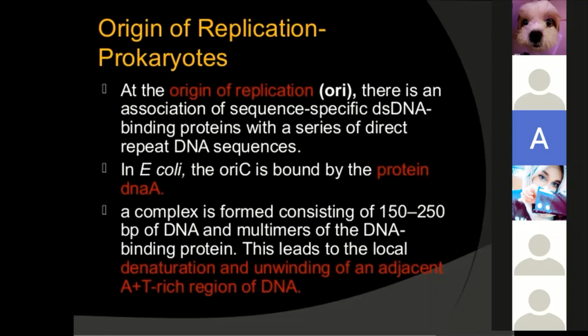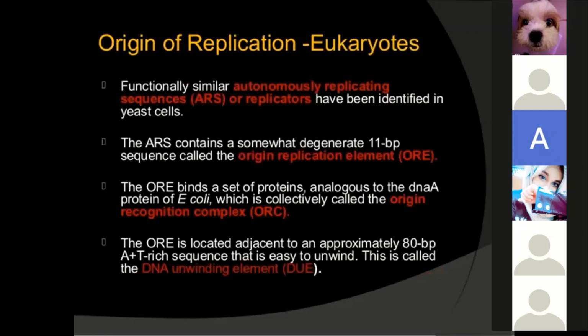In eukaryotes, it is a little different from prokaryotes. It has been studied in higher ones also, but I'm just telling you about the yeast. So functionally similar, autonomously replicating. Basically, the basic things are similar, but there are more proteins involved in the process. Autonomously replicating sequences, ARS or replicators, have been identified in yeast cell because yeast is a eukaryotic cell. The ARS contains a somewhat degenerate 11 base pair sequence called the origin replication element.